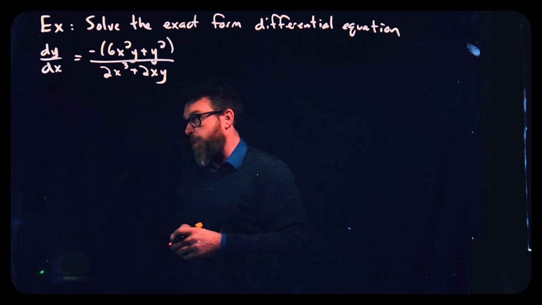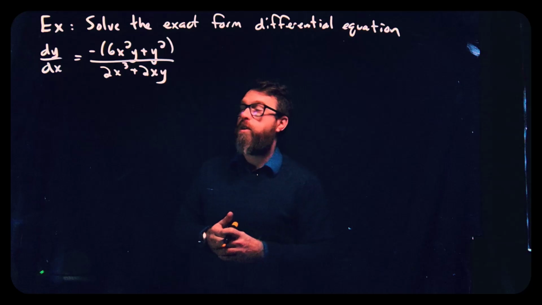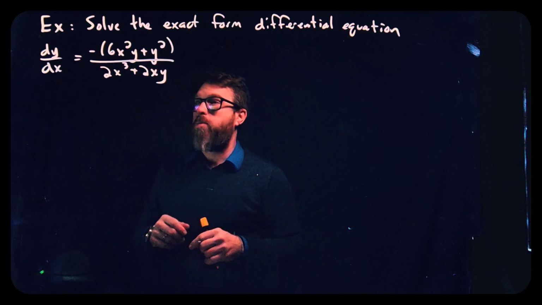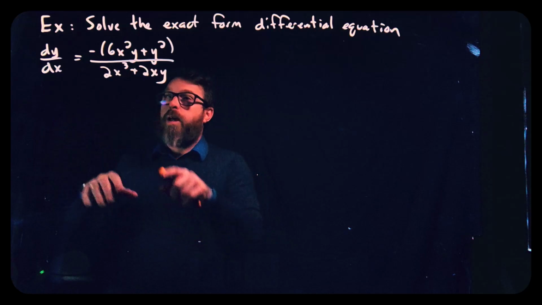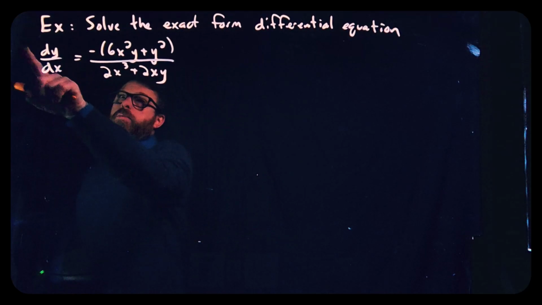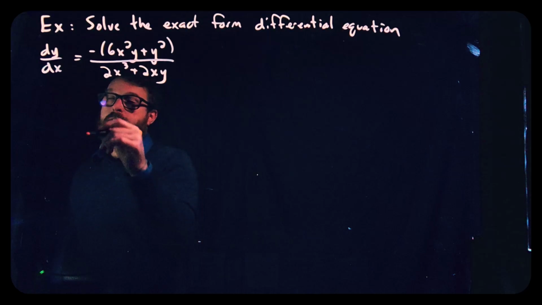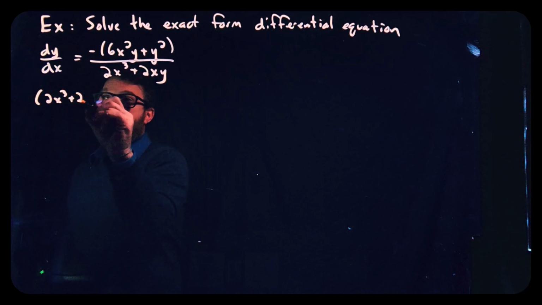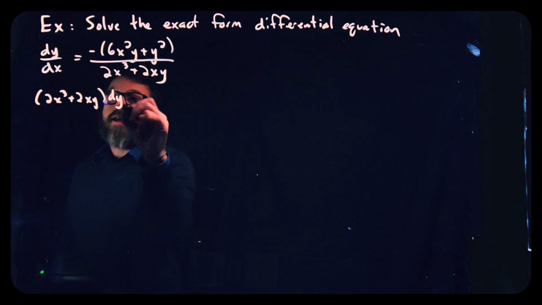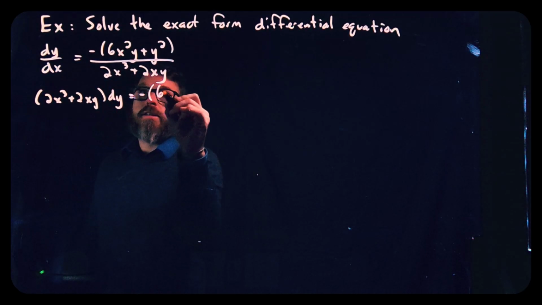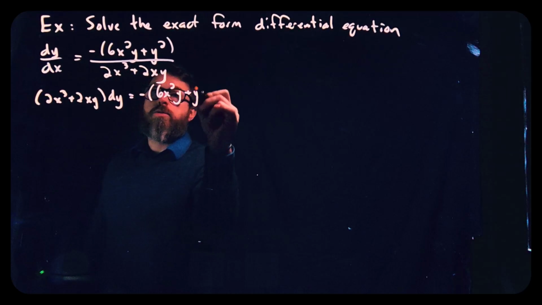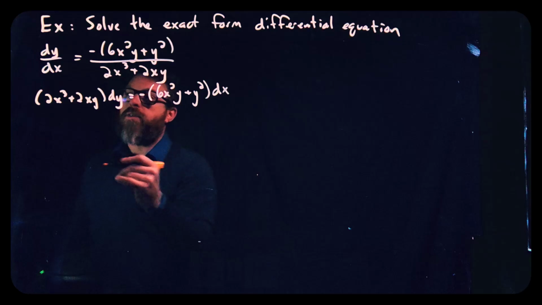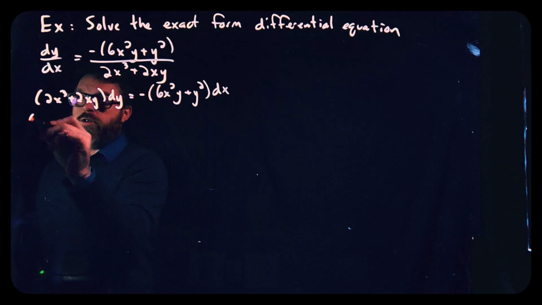So there's got to be another method, and this exact form differential equation is that other method. So I'm going to rewrite this in that form. I'm going to cross multiply, and we have 2x cubed plus 2xy dy is going to be equal to negative 6x squared y plus y squared dx. And then I can put it to the other side, giving the original differential equation that we were just discussing.